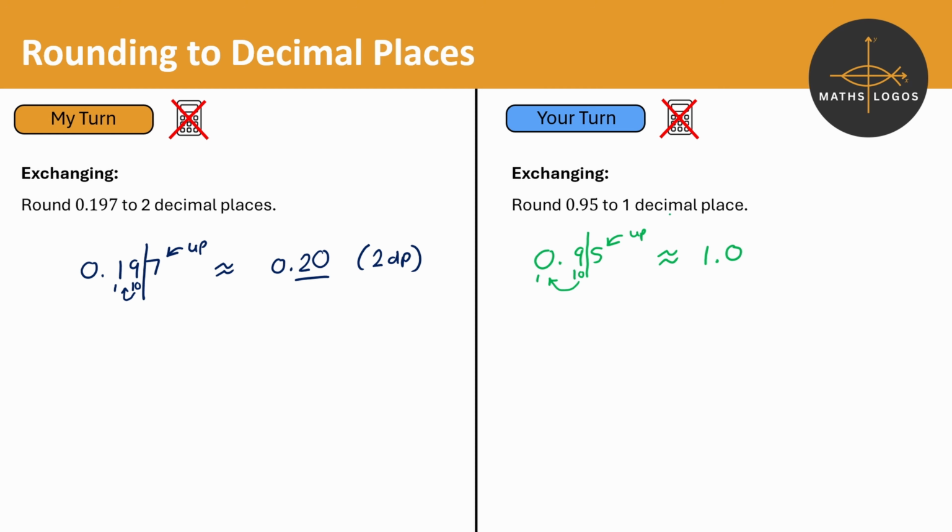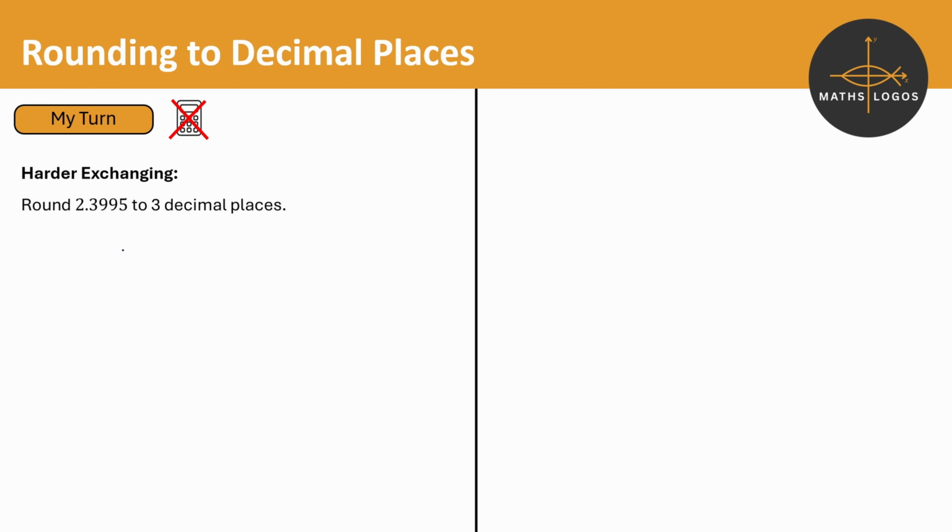The 0 after the decimal point is important because we do need it to be to 1 decimal place. And if I just put 1, then there's no decimal places. So it needs to be 1.0. So our last example is one where we have to do some harder exchanging. We've been asked to round 2.3995 to 3 decimal places. So let me write it out.